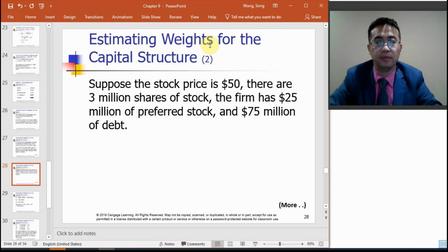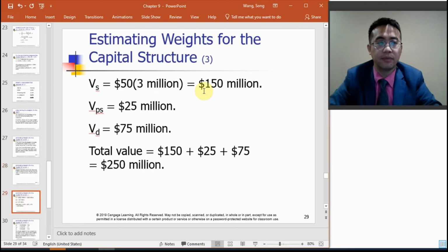The weight here should be in percentage. So you are going to get the total amount of capital and then get the proportion of each component, common stock, preferred stock, and debt, as a part of the total capital. So the first thing you need to do is to get the capitalization for the stock or the common equity, which is the stock price times the number of shares. And then you have the preferred stock and the debt given to you at the market value. You just simply add them up. So your total is 250 million.